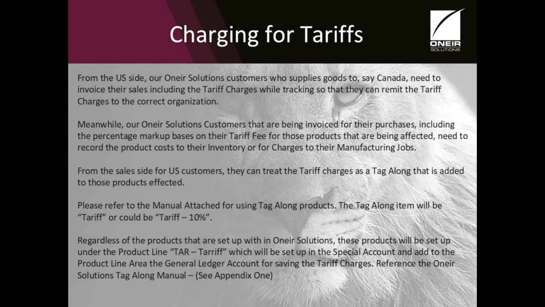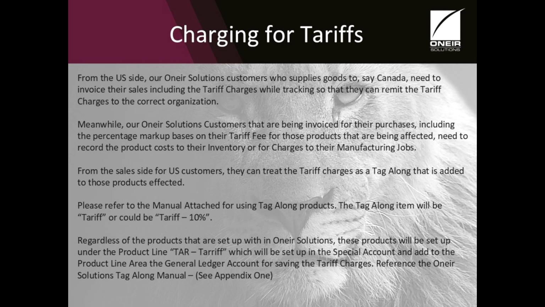For U.S. businesses, Oneir's software allows you to add tariffs seamlessly to your invoices. These charges can be treated as what we call tag-along products, essentially, a line item automatically attached to affected goods. For instance, if a product has a 10% tariff, the system will create a Tariff 10% entry, linked to a dedicated general ledger account for tracking.